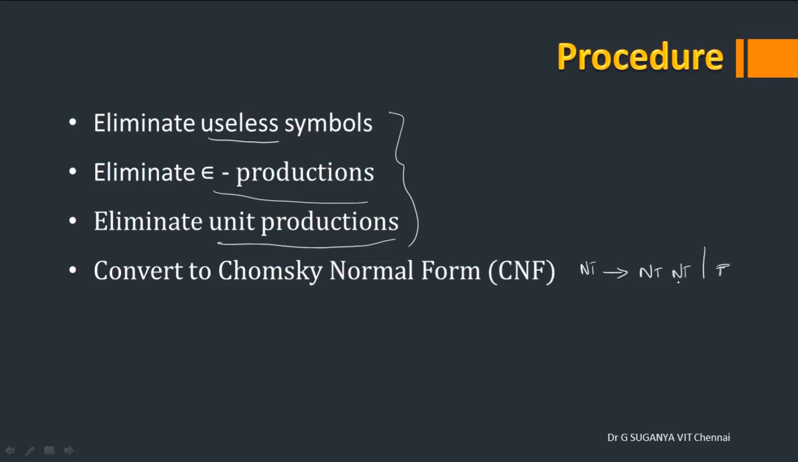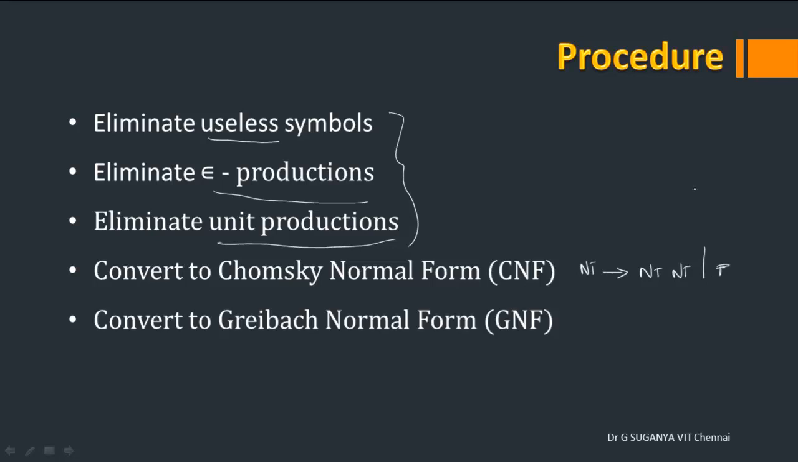So either two non-terminals or a single terminal, as we have seen in the binary tree structure. Once converted, you can convert the Chomsky normal form into Greibach normal form, which is of this format: a non-terminal gives a terminal followed by anything. That is, non-terminal goes to terminal, followed by (non-terminal union terminal) the whole star.